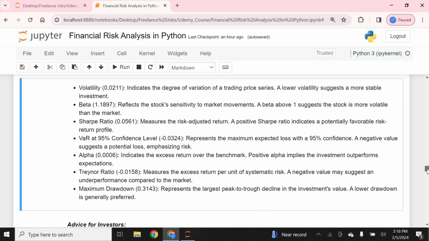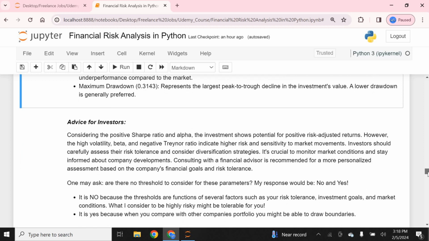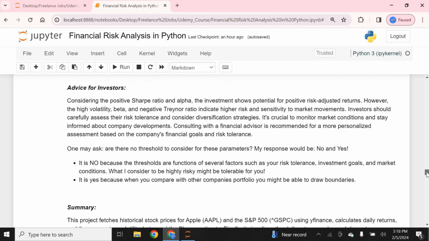So this is interesting, but now what advice are you giving to the manager that has asked you to analyze data for them? If I am the data analyst now, this is what I'm going to be saying to the manager: considering the positive Sharpe ratio and alpha, which are the main two parameters that show promising risk.